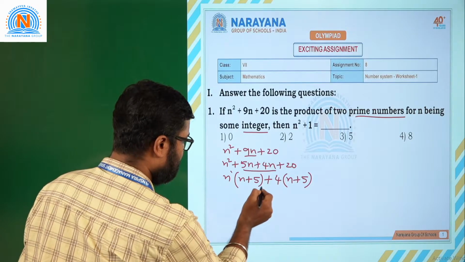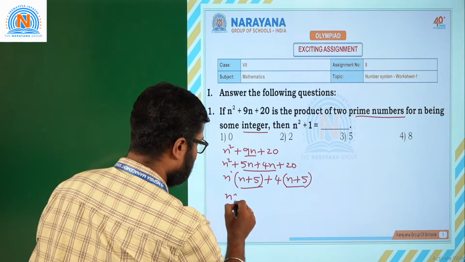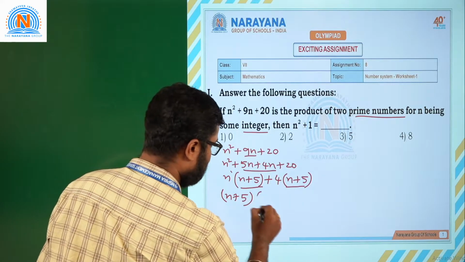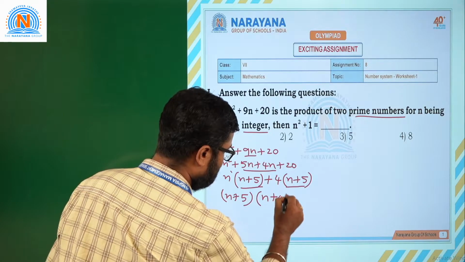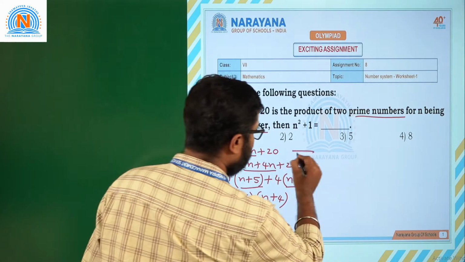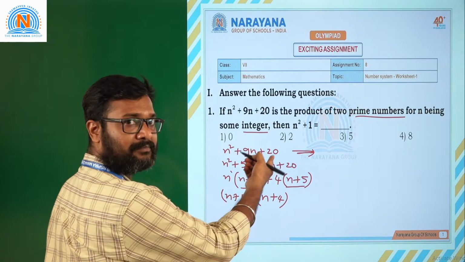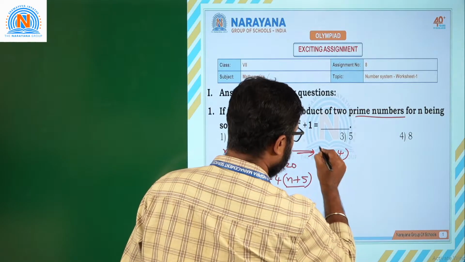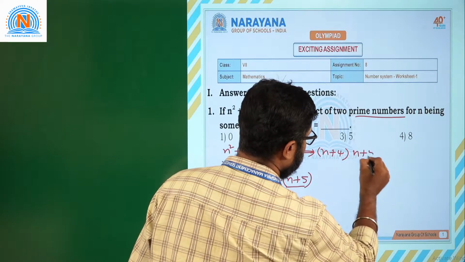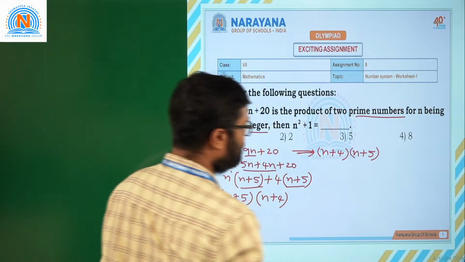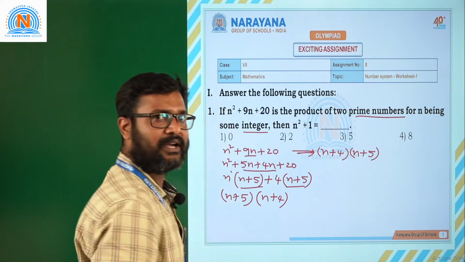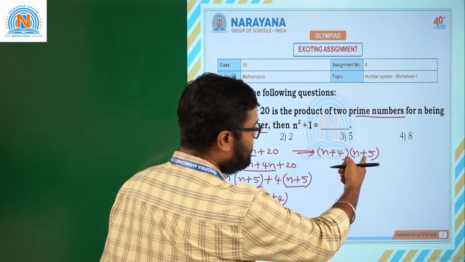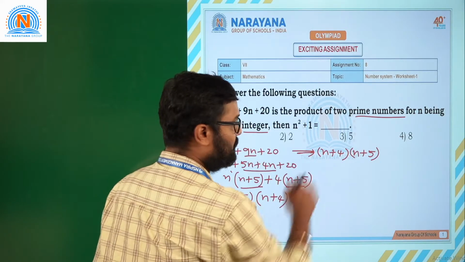So now this n plus 5 is common. If you take n plus 5 common, then the remaining is n plus 4. So n square plus 9n plus 20 can be written as n plus 4 into n plus 5. If you observe here children, these two are consecutive. Why? This is n plus 4 and this is n plus 5, that means one exceeds the other by one.